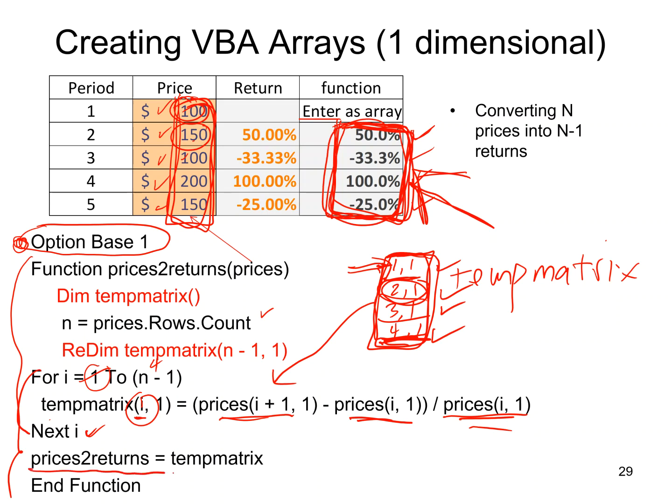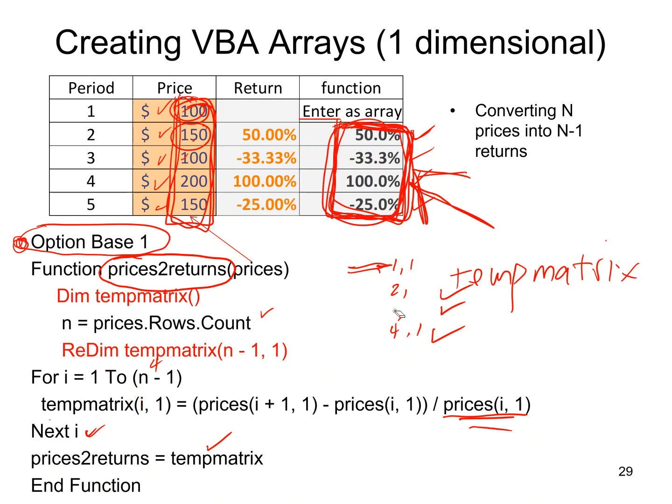Last step, prices to returns. Again, you always have to put something in the function name. You have to put a value inside the function name. We're going to say prices to returns, which is the function name, equals temp matrix end function. So that's how this program is going to work.